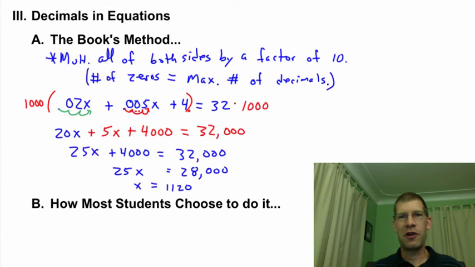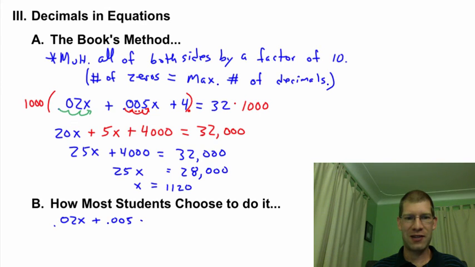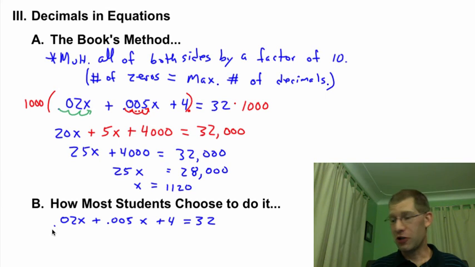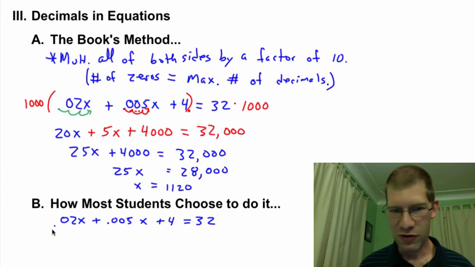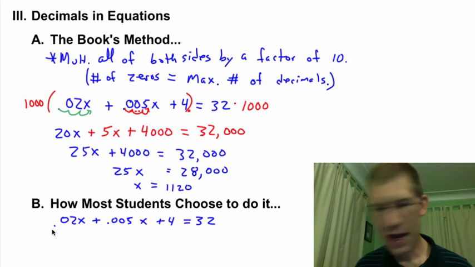So 1,120. In the old days, that maybe was the best way to go. For now, people just use their calculator. If they have this 0.02x plus 0.005x plus 4 equals 32, actually, a lot of us maybe don't even use our calculator. But you could. You could go through and say 0.02 plus 0.005, and I have 0.025.